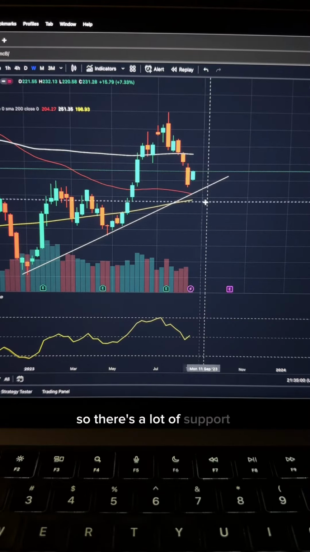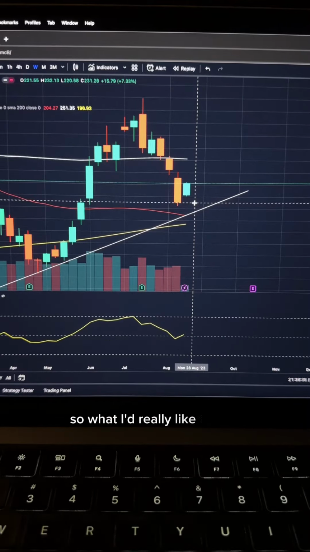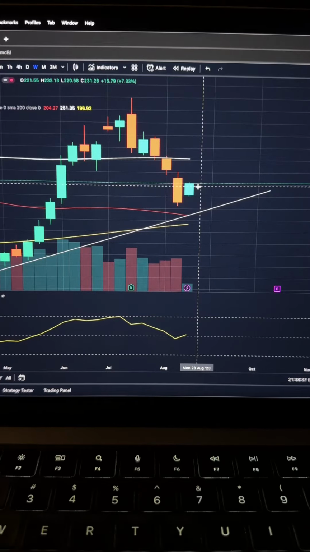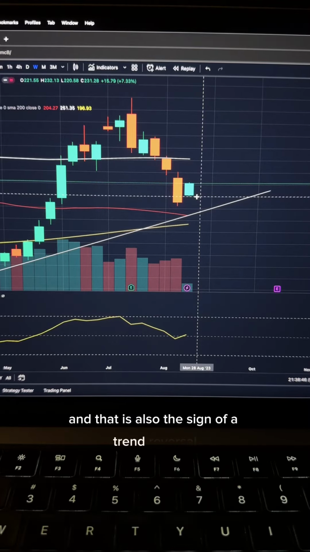So there's a lot of support for the stock in this zone, and I think this is a great time to start averaging in. So what I'd really like to see here on the weekly is for us to print an inside week, and that's basically where we stay inside of the previous week's range, and that is also the sign of a trend reversal.